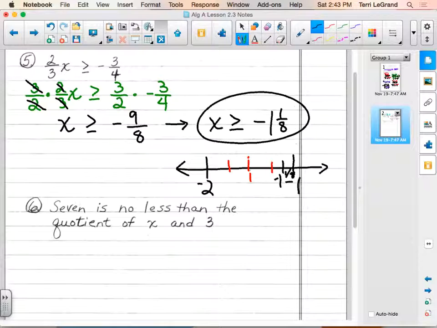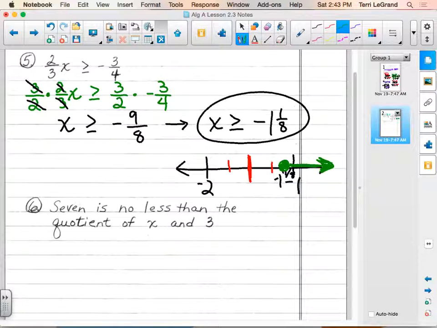So this is not a 1 underneath here. I was trying to divide it in half. Okay? So I'm going to put my circle at negative 1 and 1/8. Is negative 1 and 1/8 included? Yes, it is. X can be negative 1 and 1/8. The equal to bar is there. And then it has to be anything greater than that. Those would be all the numbers going this way on the number line.